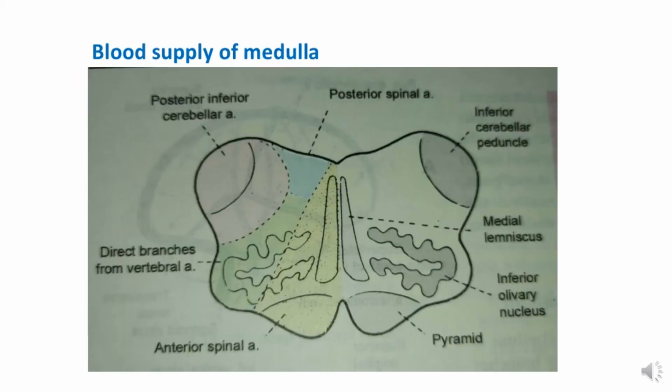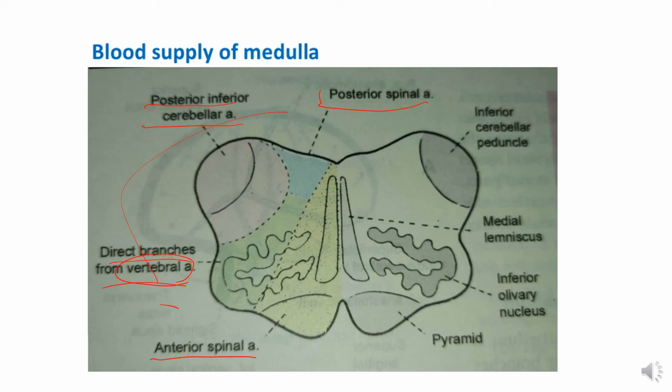So, blood supply of the medulla. The medulla is supplied by various branches of the vertebral arteries. These are the anterior and posterior spinal arteries, the posterior inferior cerebellar artery, and small direct branches. So four types of arteries are there: anterior spinal artery, posterior spinal artery, posterior inferior cerebellar artery, and direct branches. These are all branches of the vertebral arteries which are supplying the medulla oblongata.